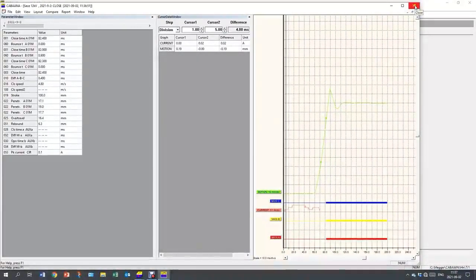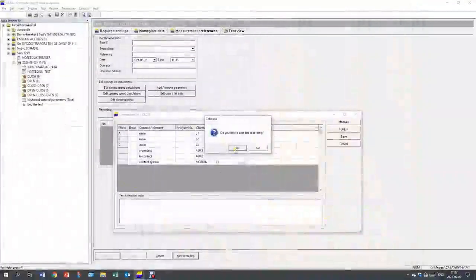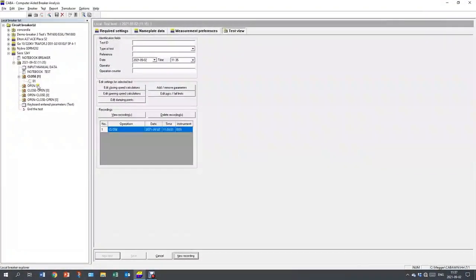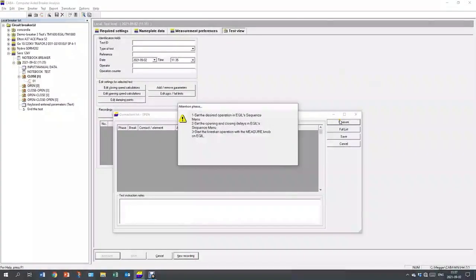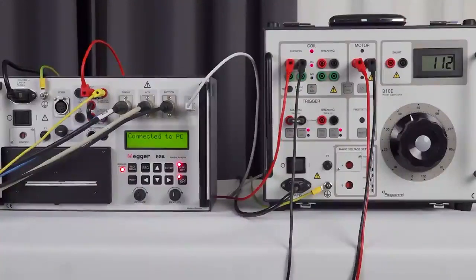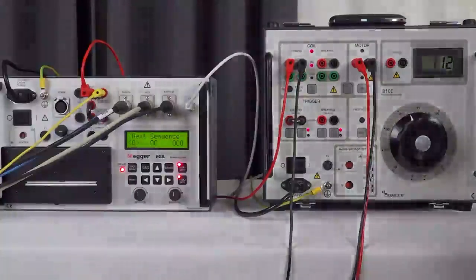Continue by closing, saving, and doing the next operation, an open operation. New recording again, measure, and I need to turn the knob again. And that's going to be a bang.